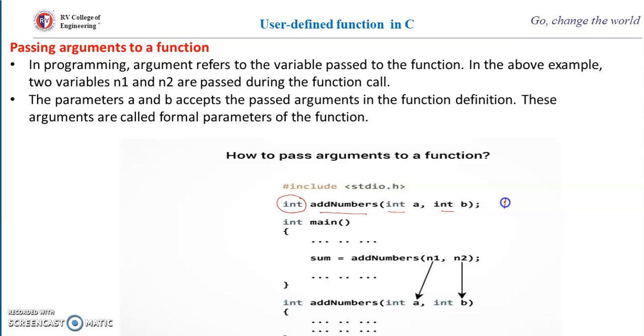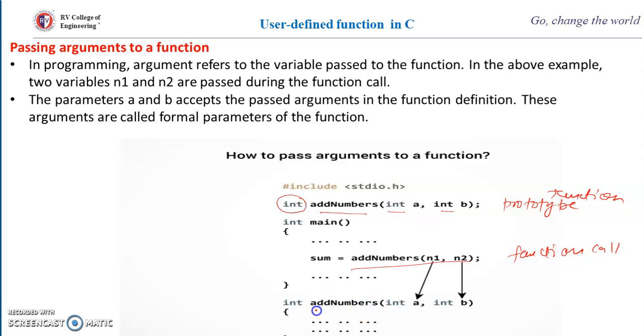So this is the function prototype, right? And then we write the main function. Inside the main function, this is what? A function call. And how do we write a function call? We write the name of the function and then pass the arguments without type.